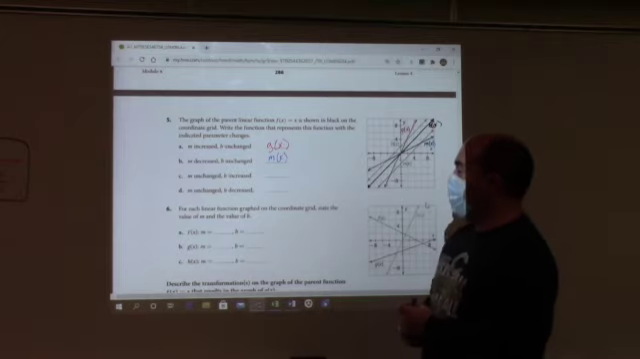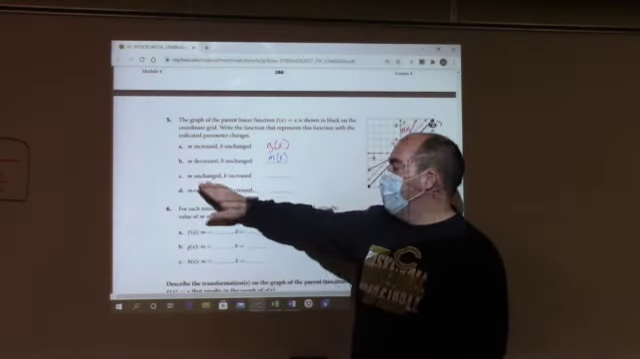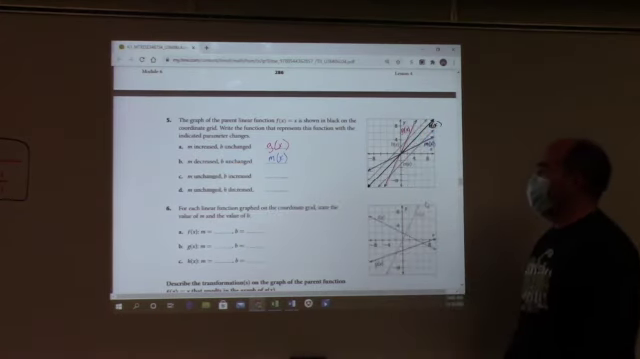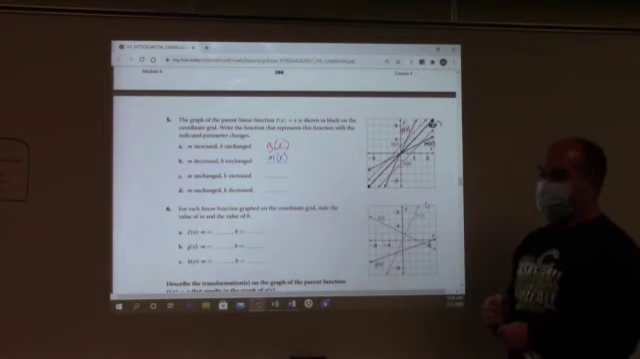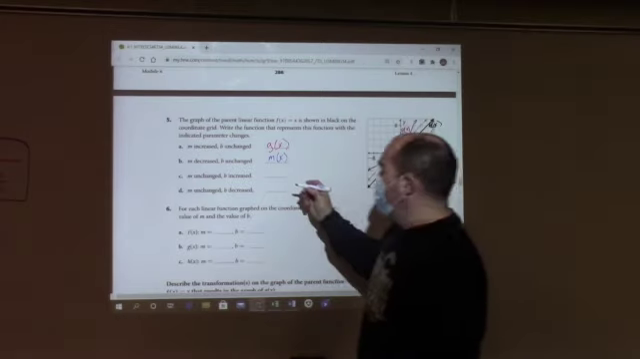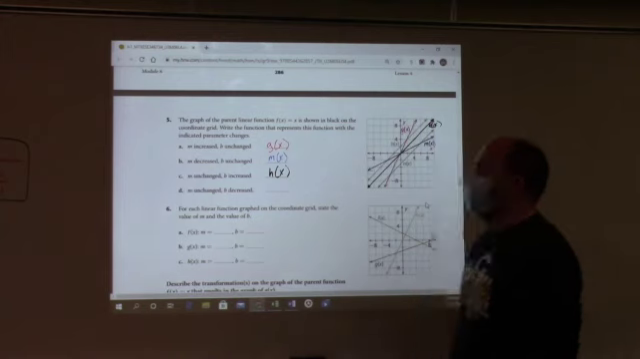Alright, now, it says m is unchanged, so the slope is the same this time, and the b is increased, so the b is going up. So which one of those is going up? Which one has a higher y-intercept? HX, okay, you can see it right up here. What color is that one? Red. Red in the book.